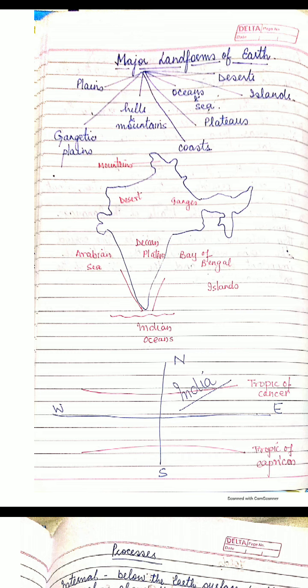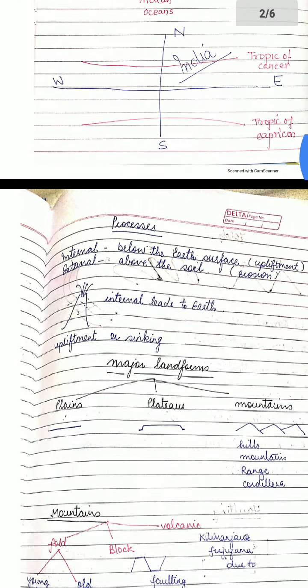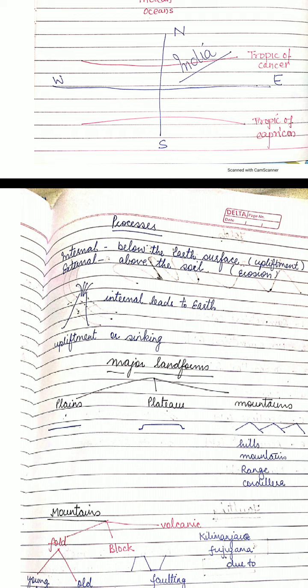So, what are these landforms? If we have to talk about the landforms, children, landforms are different types of land with different natural features. And how are these landforms formed, if we talk about it? Landforms are formed because of two reasons: internal or external processes.